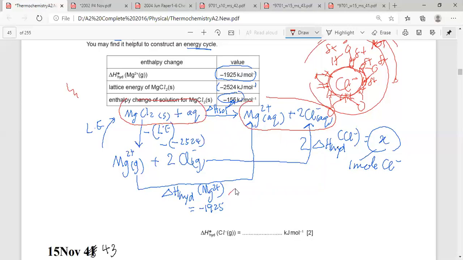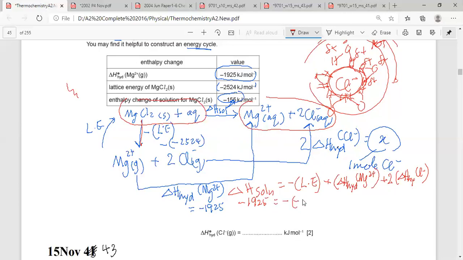Okay. Delta H of solution equals, remember, minus LE. Remember it's going this way now. And plus heat of hydration for Mg2+, plus 2 times delta H hydration for Cl-. Okay, what is this one here? Put a sign. Minus, minus 2524. Plus, what is this here? Put a sign.